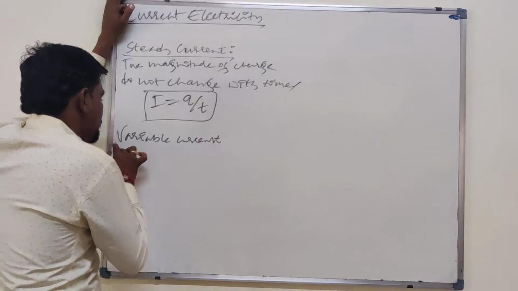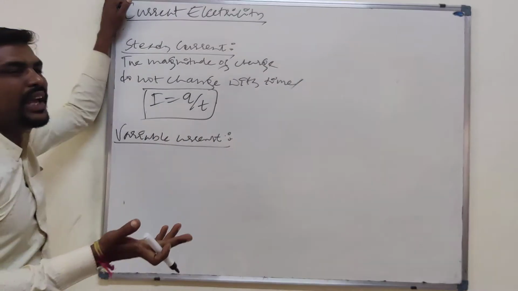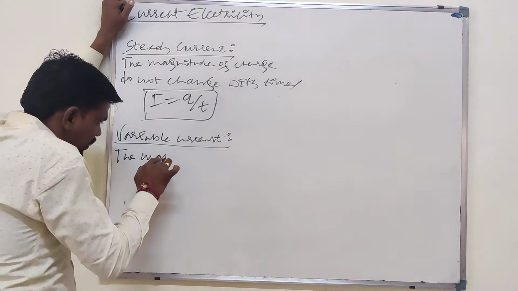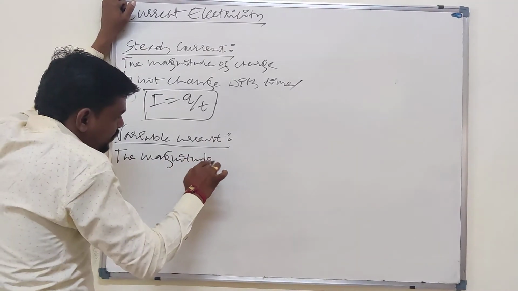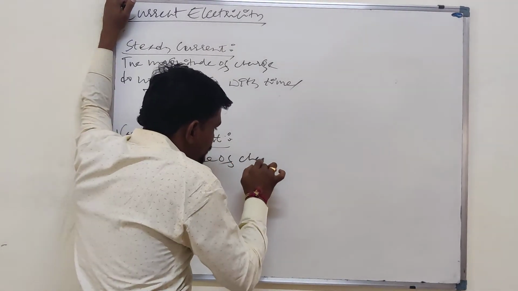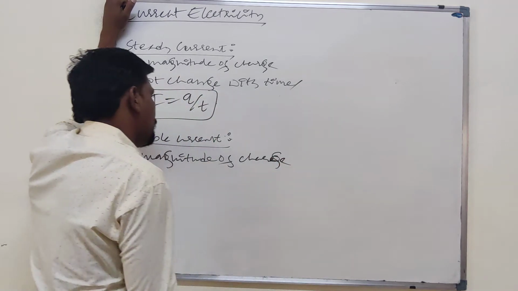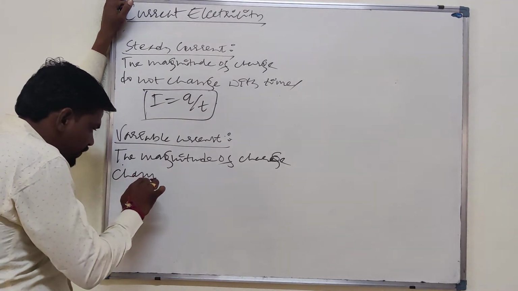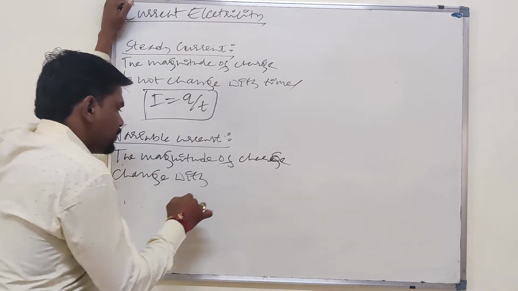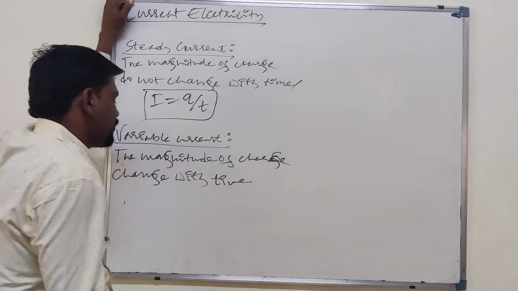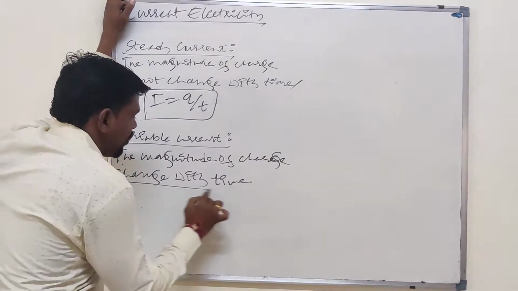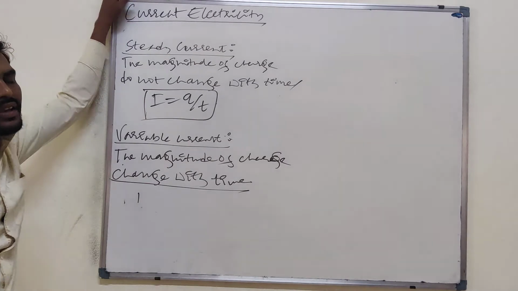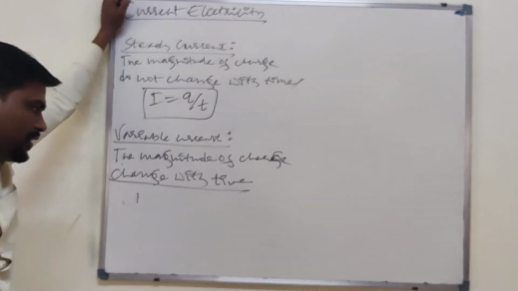So next one, variable current. Variable means it varies, it changes. Here the magnitude of charge changes with time. So that is called variable current. If it was 1 ampere, next it becomes 2 ampere, 1.5, it changes with time, right?